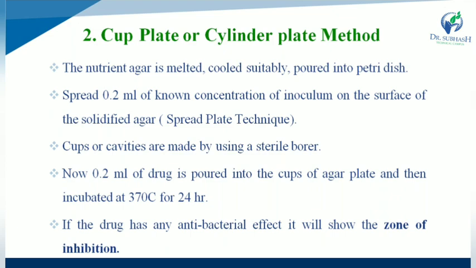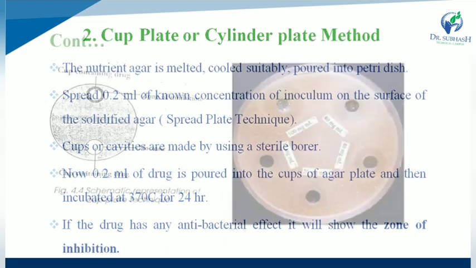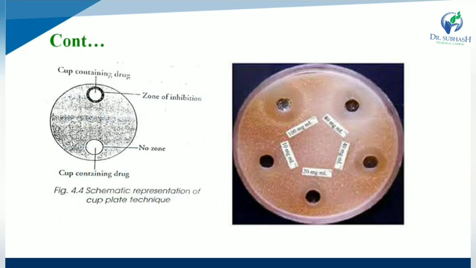If you are preparing a cup or cavity with a sterile borer and adding 0.2 ml of antibiotic in each cavity, and incubating at 37 degrees centigrade for 24 hours, then if the drug has antibacterial effectivity, it will show a zone of inhibition. That means in the zone of inhibition, no colonies are formed because of the antibiotic effect. That is the schematic representation of the cup plate technique.